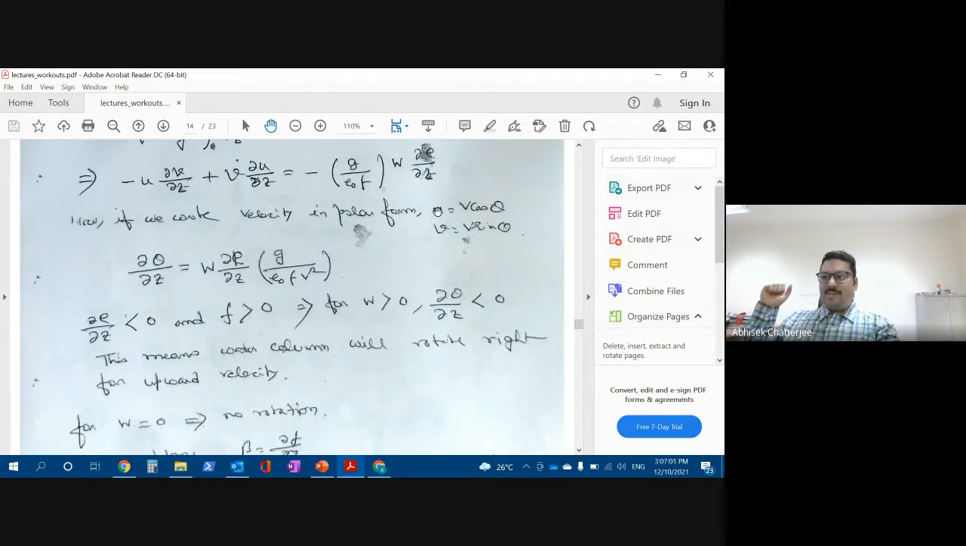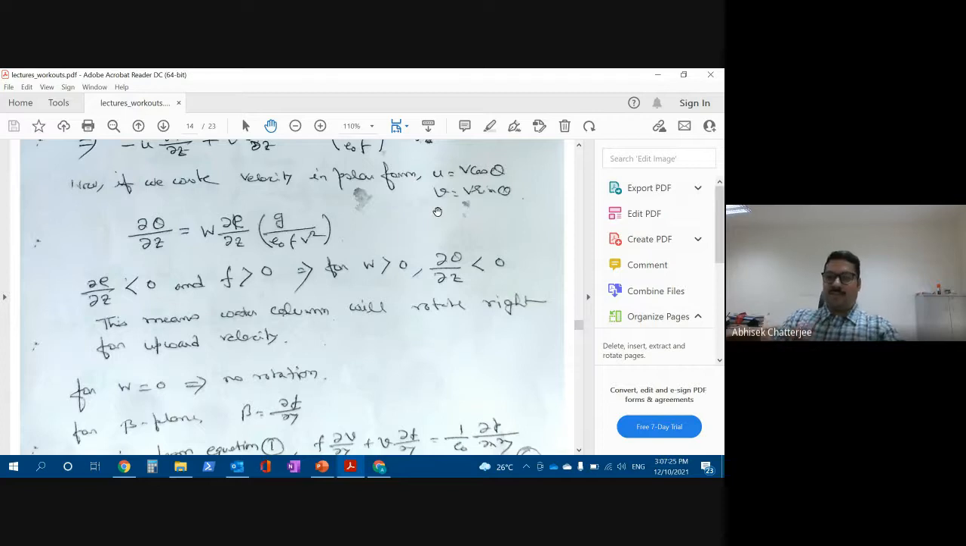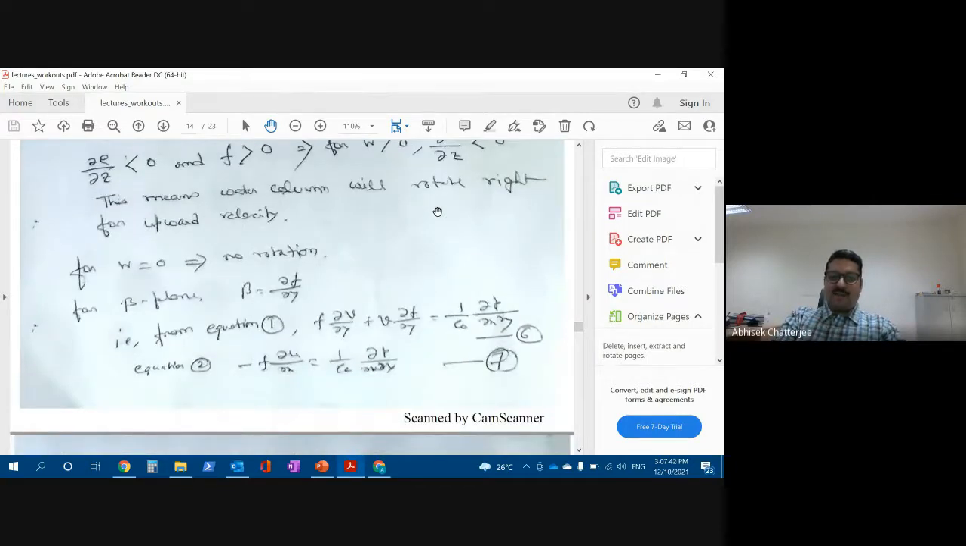Isn't it? So it means that as the water parcel is moving towards the surface, it will have a positive W, fine. But because of this positive W, it will have a rotation also. The rotation will be clockwise in the northern hemisphere. This is what will happen. So the flow field will acquire a rotation due to this. If I assume there is a W which is positive, then the flow field will acquire a rotational velocity which will be clockwise in the northern hemisphere and anti-clockwise in the southern hemisphere. Okay, so this is going to be a case.